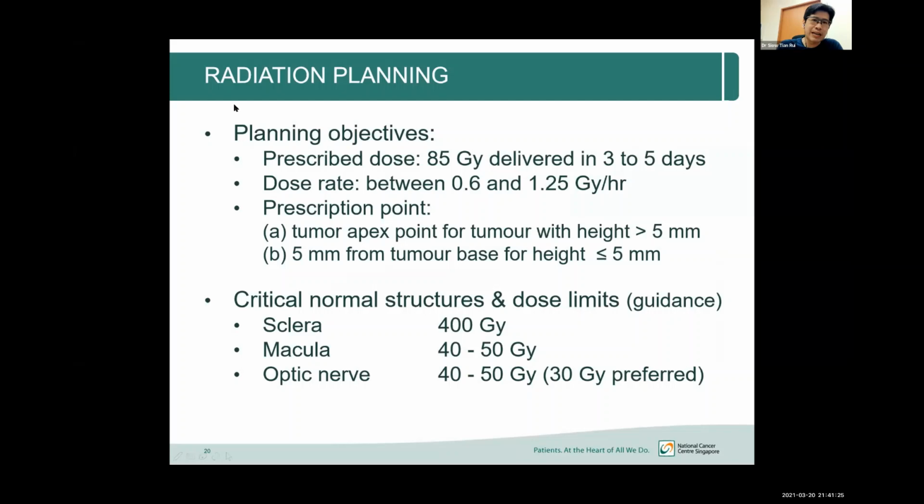So one of the guidelines is that the dose will be delivered over, I think the ABS guidelines say 3 to 5 days. But for us, especially when we were starting off, I think the first patient was treated for slightly less than 3 days, and then we had a patient treated for up to 7 days. It really depended on the size of the tumor, because the taller the tumor, the longer you need to leave the plug in so that they can reach the target dose of 85 grays to the apex.